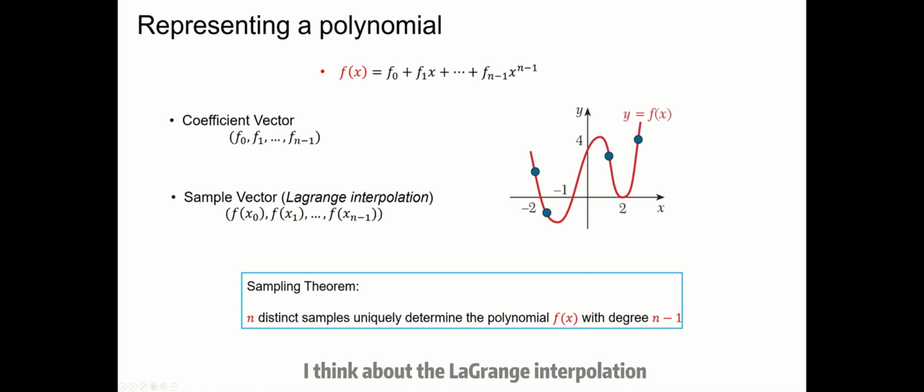Think about the Lagrange interpolation. I give you n distinct evaluation points of the polynomial, as shown in this illustrating example. And the sampling theorem says if I give you n distinct samples, I can uniquely determine or recover the polynomial f(x) of degree n minus 1. So in other words, you can either use coefficients or the evaluation points to represent a polynomial.